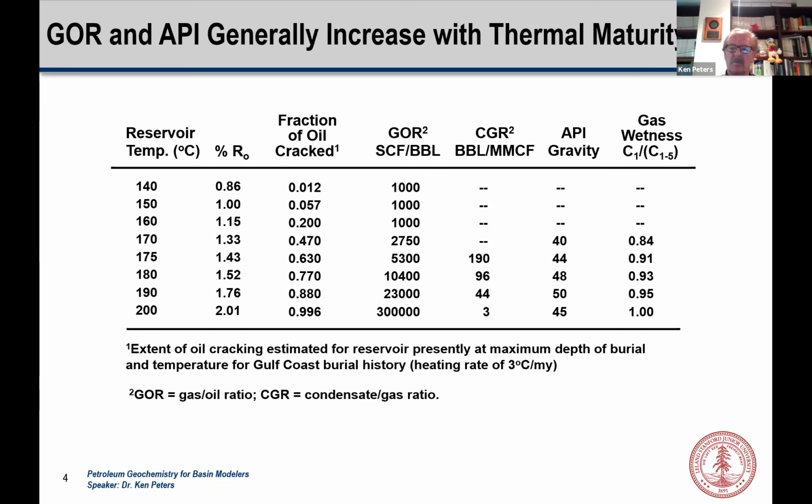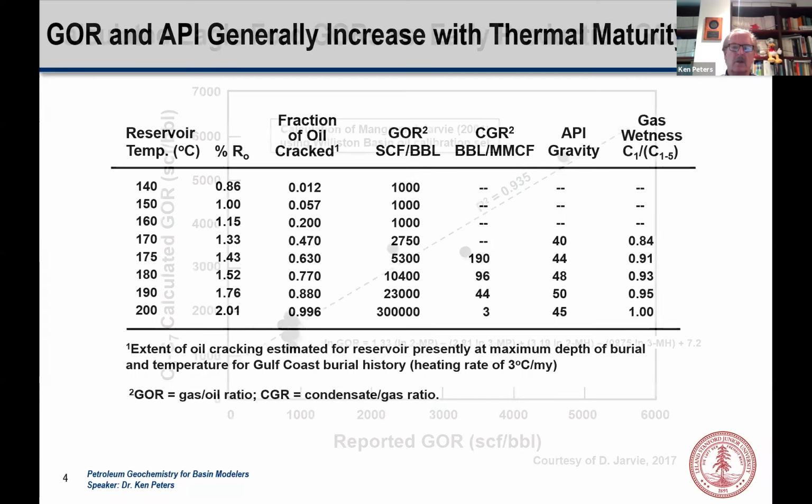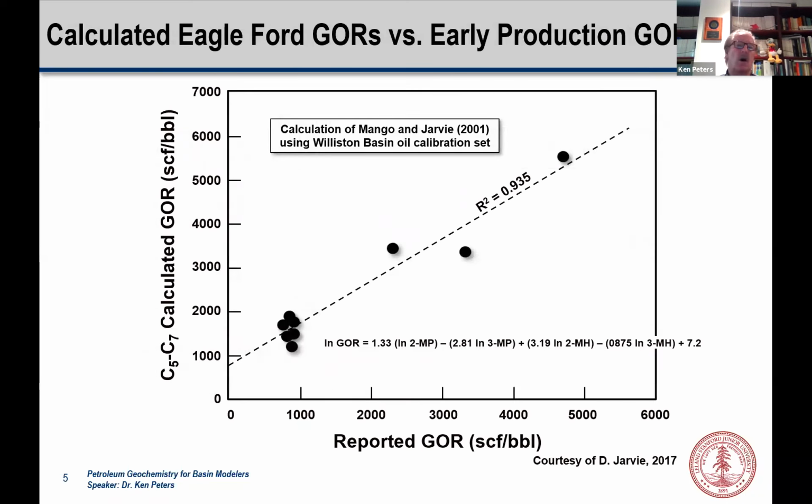So let's look at GOR. GOR is, again, very difficult to predict because of all the things that can affect it. But here's a paper by Fred Mango and Dan Jarvie where they actually used some C5 to C7 hydrocarbons to predict, with reasonable accuracy, the GOR of the associated fluids.